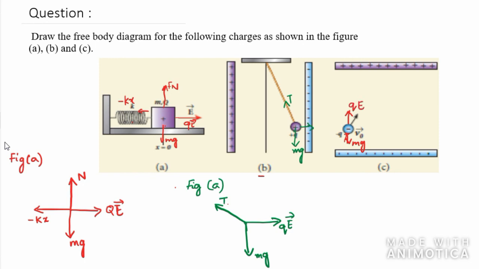So the free body diagram is, this is figure A, B, and figure C. So weight mg acts downwards, and the upward one is the force on the charge, that is equal to qE. E is the electric field. So now you see the free body diagram for A, B, and C. That's all.